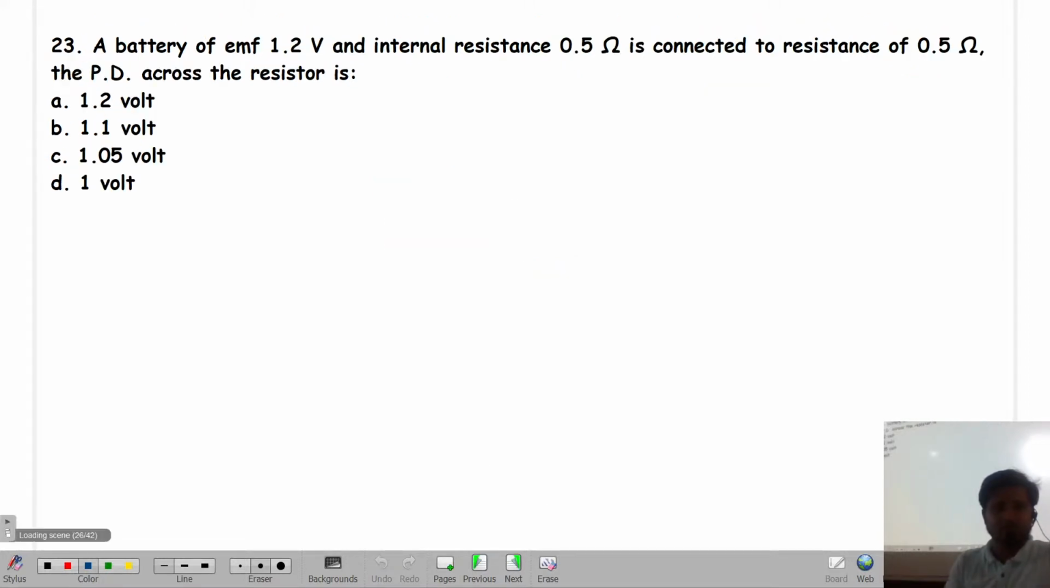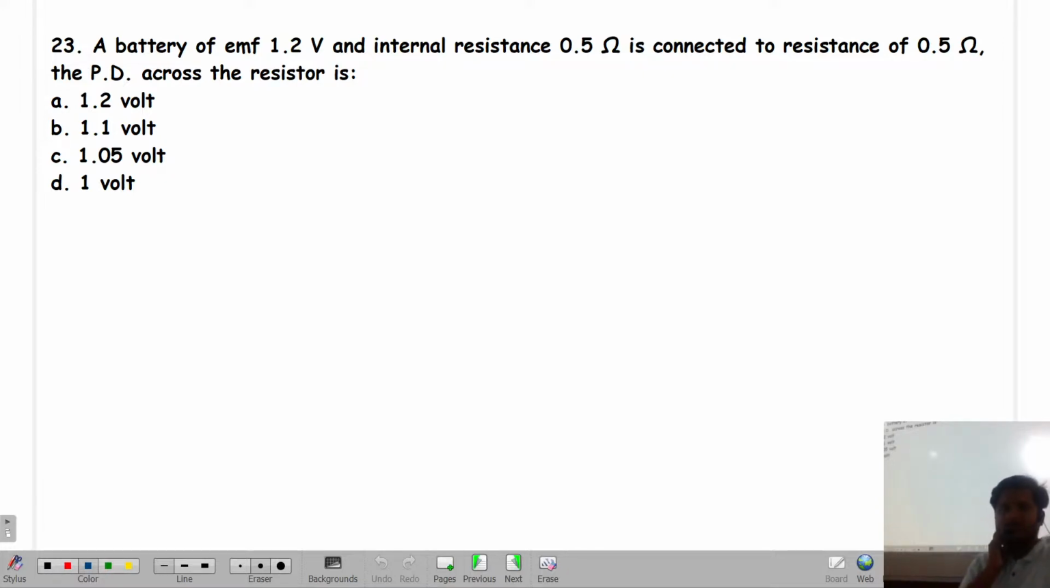Number is 22. Mark 22 as option D. I'll solve it later. You might need to solve in class.